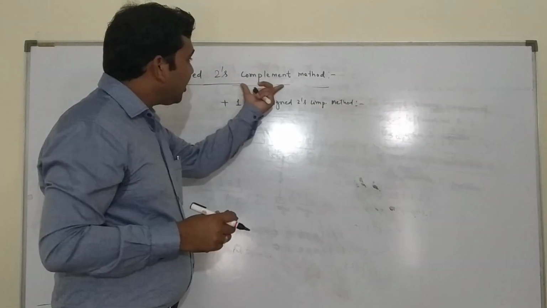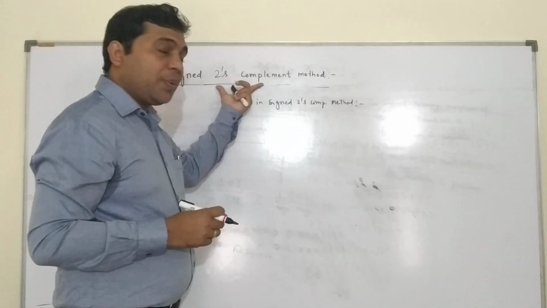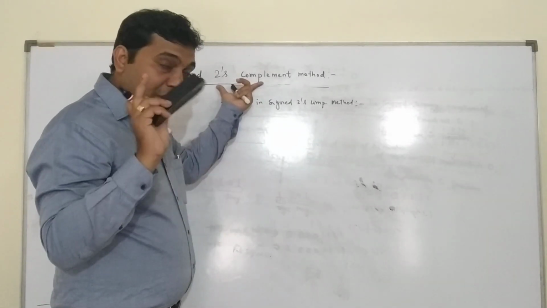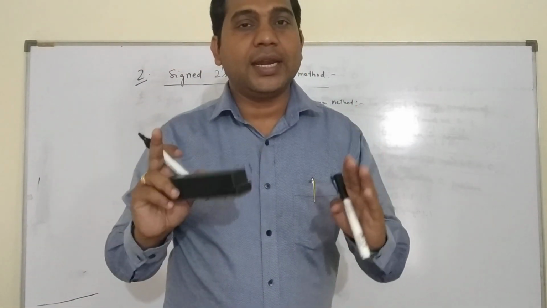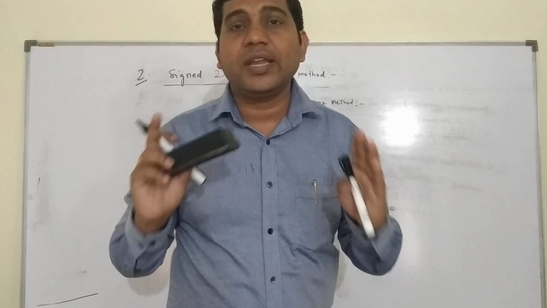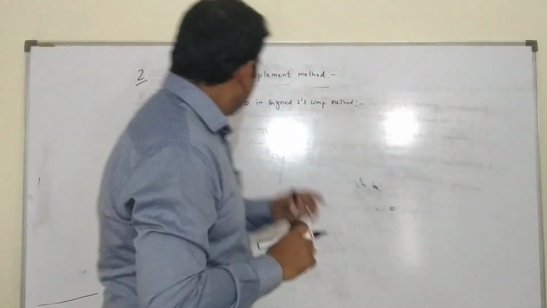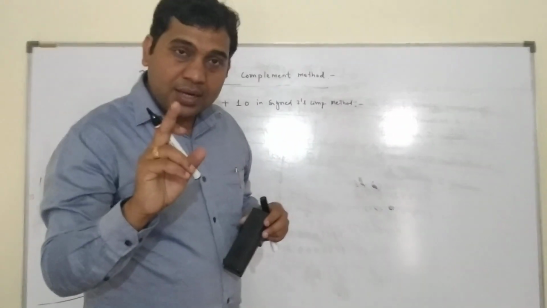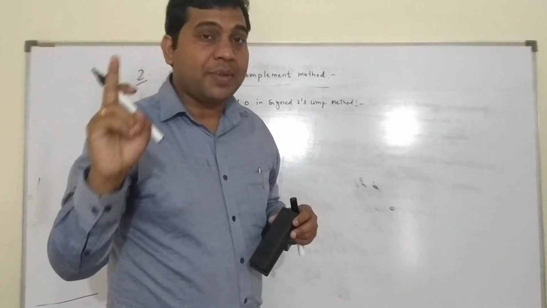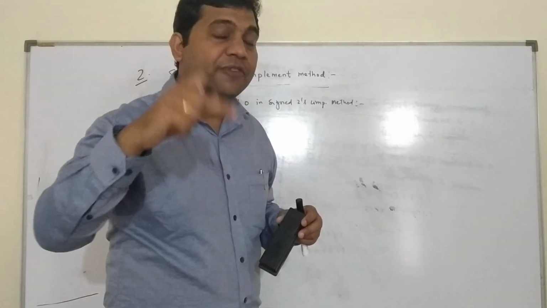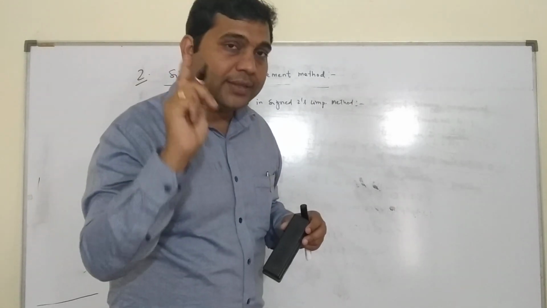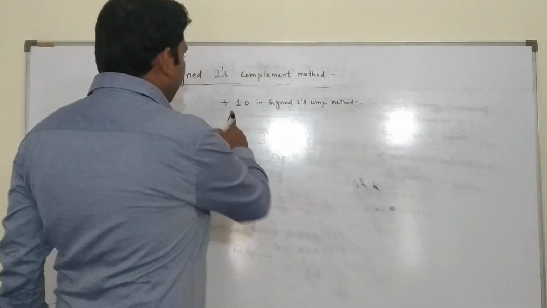Though the twos complement word is written here, no need to take the complement when you are writing positive numbers. This is very, very important. For a positive number, no need to take the complement. Even if you are writing a positive number in twos complement or ones complement method, don't take the complement.